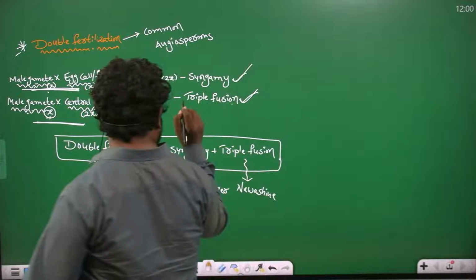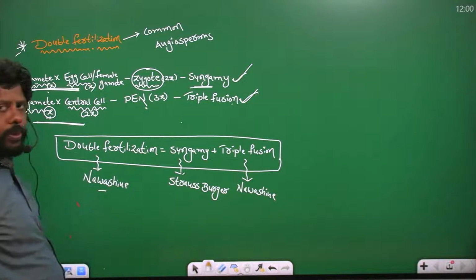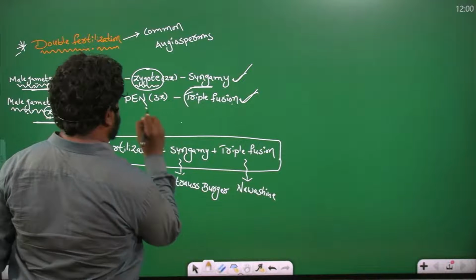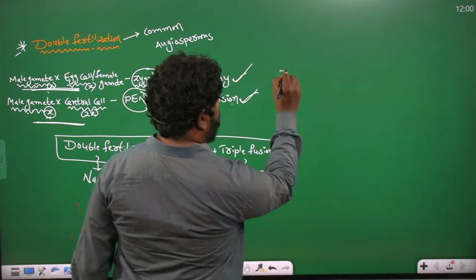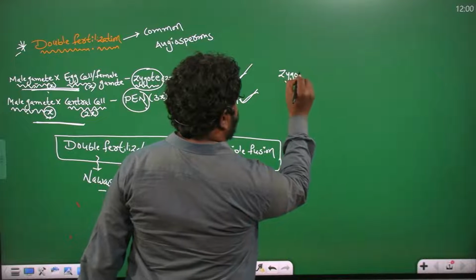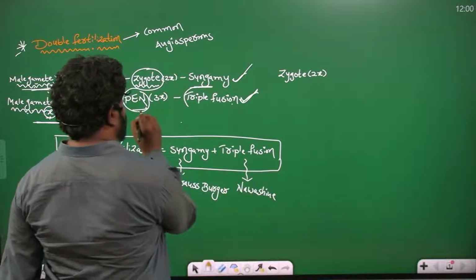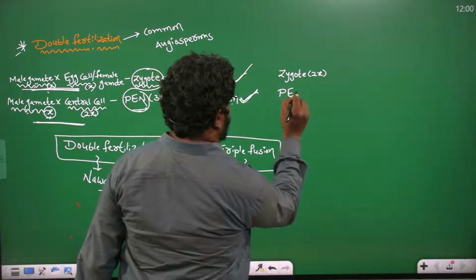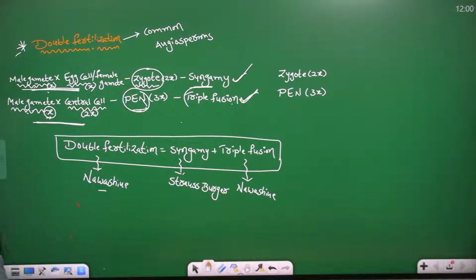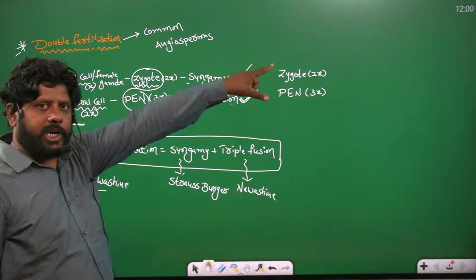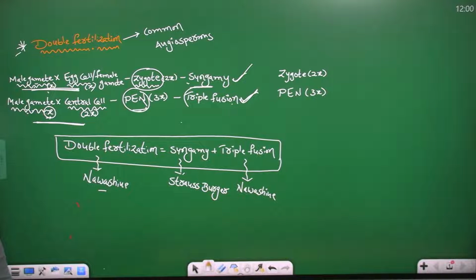See, listen, because of syngamy, what is the product? Zygote. Because of triple fusion, what is the product? PEN. Because of syngamy, the product is zygote, it is diploid. And because of triple fusion, the product is PEN, primary endosperm nucleus, triploid.